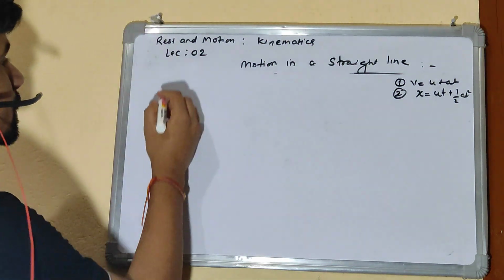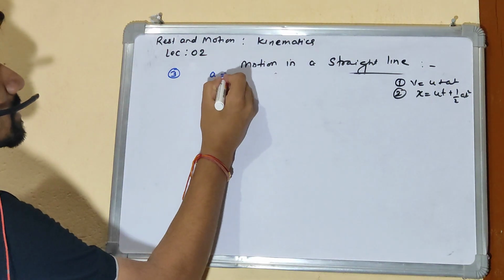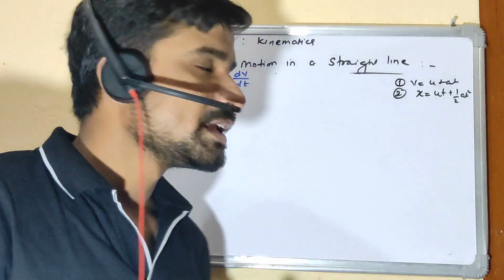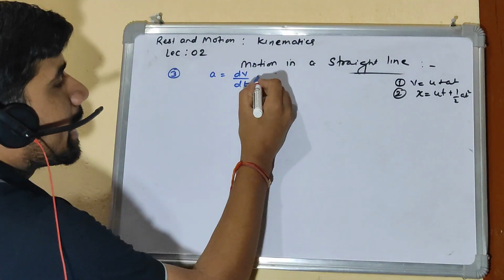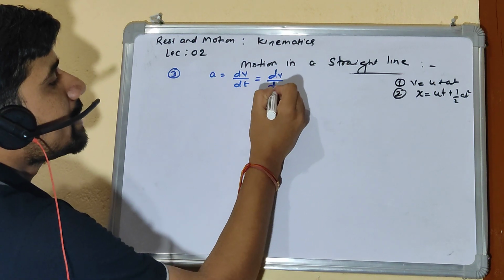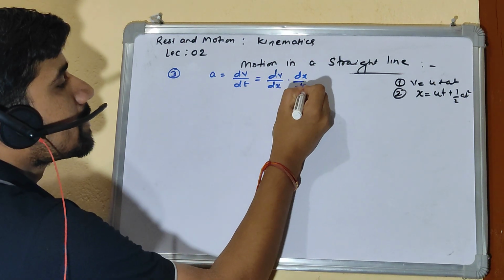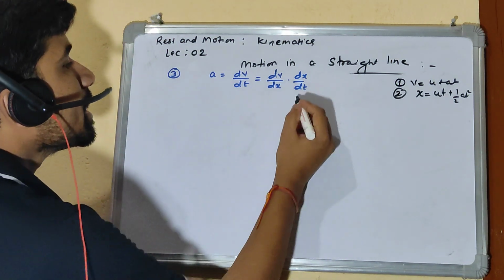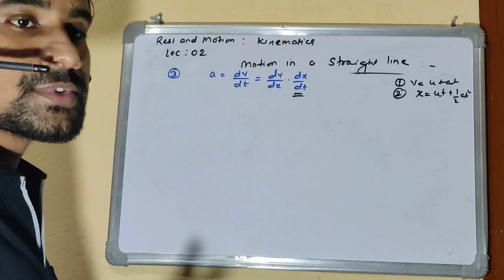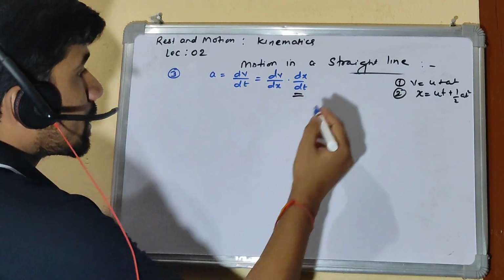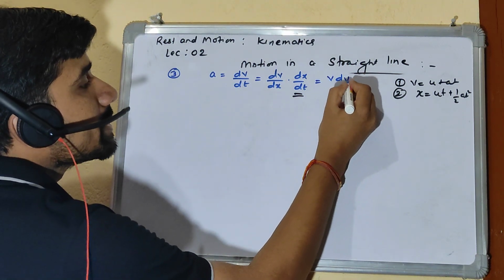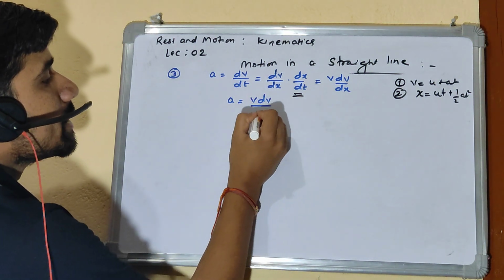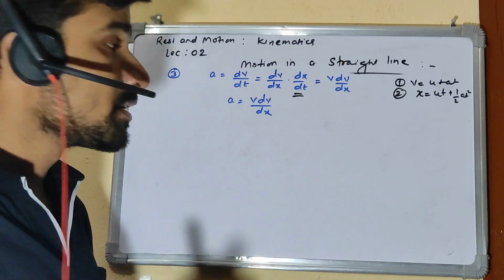For this third one, acceleration is nothing but dv by dt. Can I break this via chain rule and write it like this? This is dv by dx into dx by dt, right? This particular term dx by dt is what? This becomes velocity. So can I write it again like this? V dv by dx. So acceleration becomes v dv by dx, right?